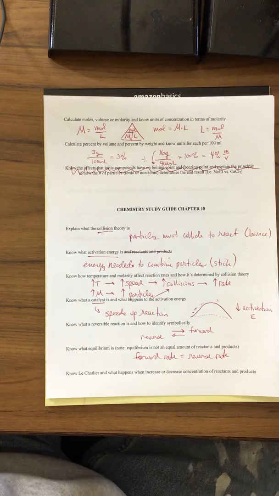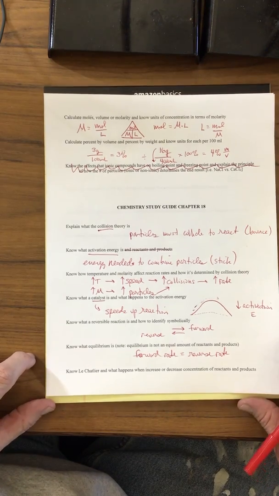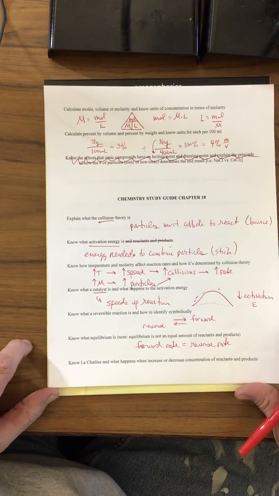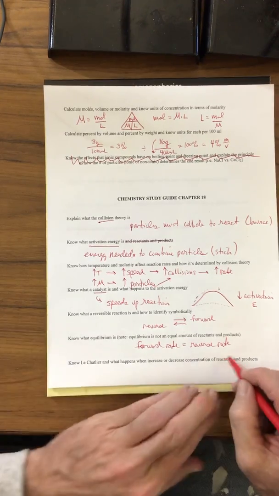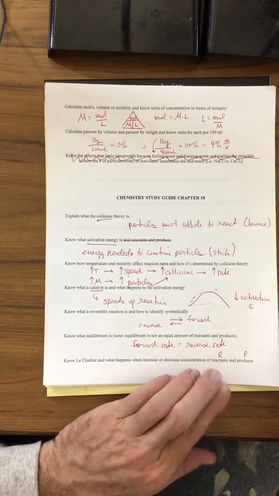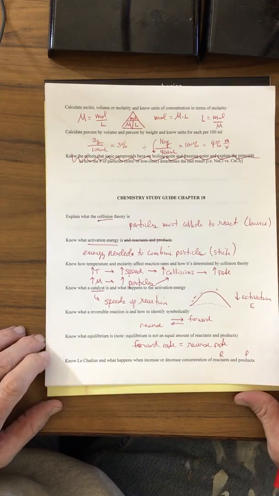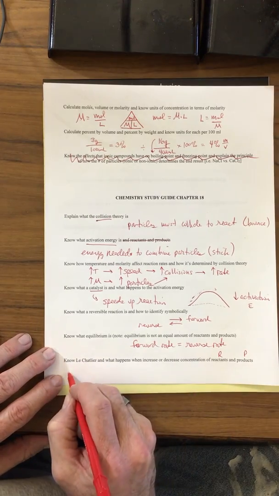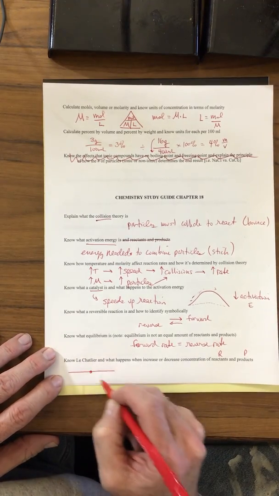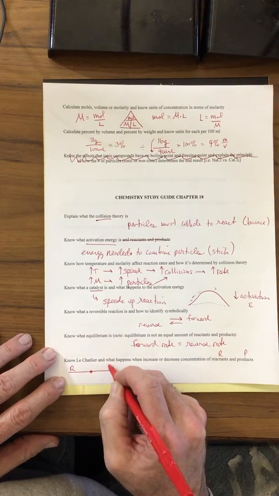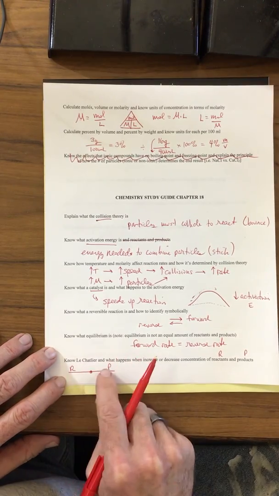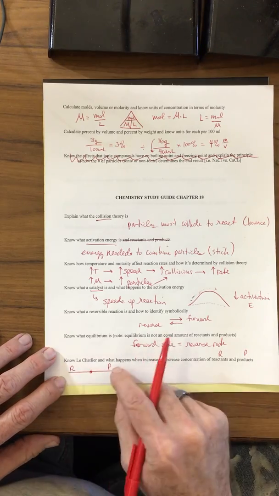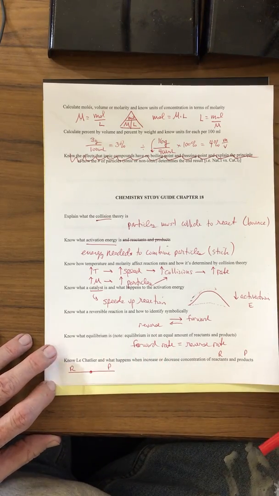Know the Le Chatelier principle and what happens when you increase or decrease the concentration of reactants and products. So if you remember, reactants, we're going to call reactants R, and products are going to be P. So let's start out with a situation where we are at equilibrium. So here's our ruler, here's my reactants, and here's my products. If I go from reactants to products, I have a forward reaction. If I go from products to reactants, I have a reverse reaction.